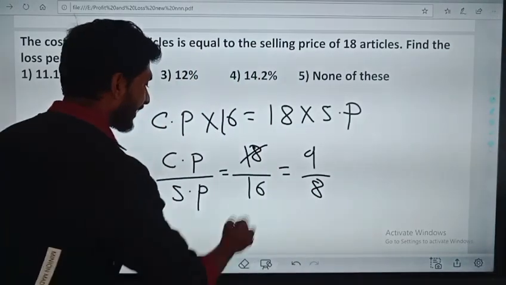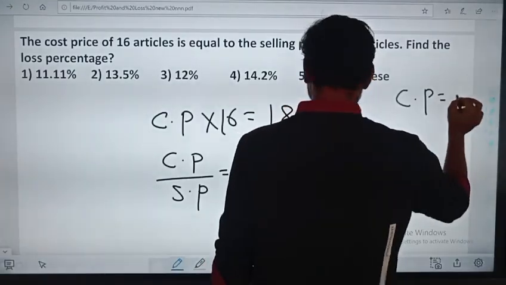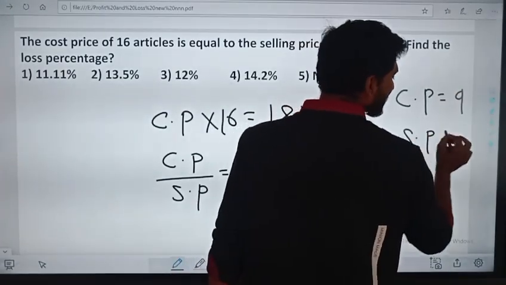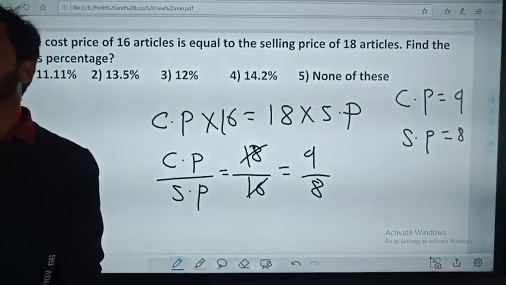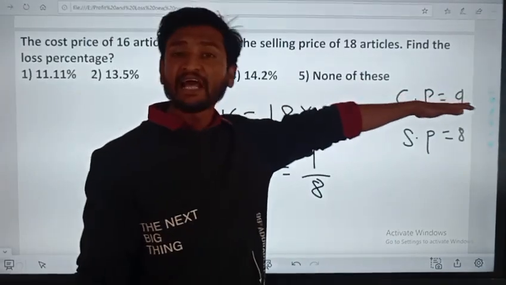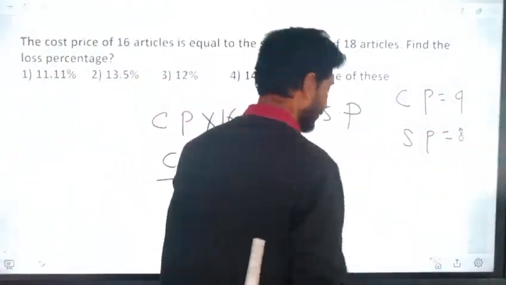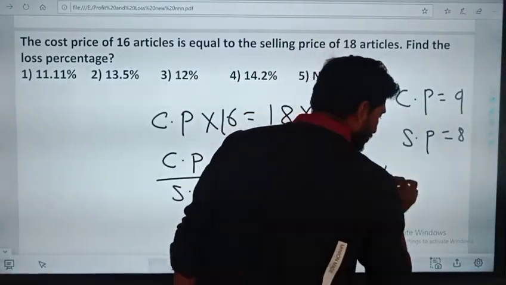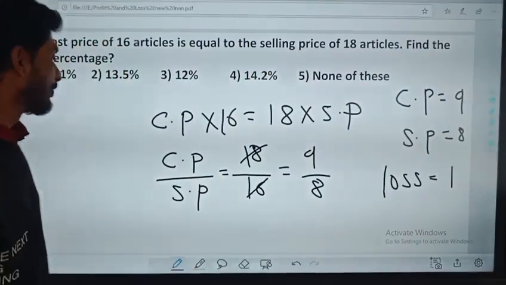Now here we directly take cost price as 9 rupees and selling price as 8 rupees. Now here we purchase the article at 9 rupees and sell it at 8 rupees. Here your loss is 1 rupee.